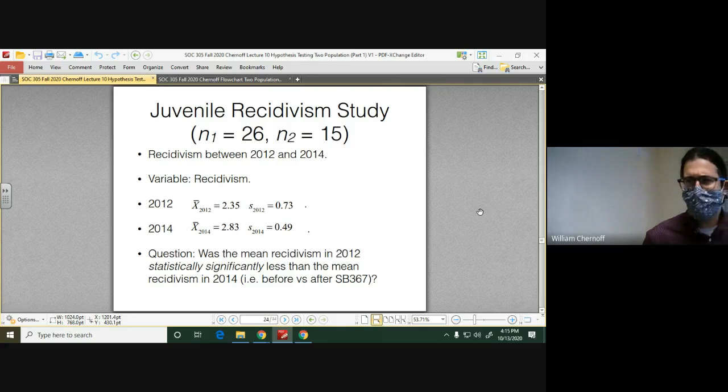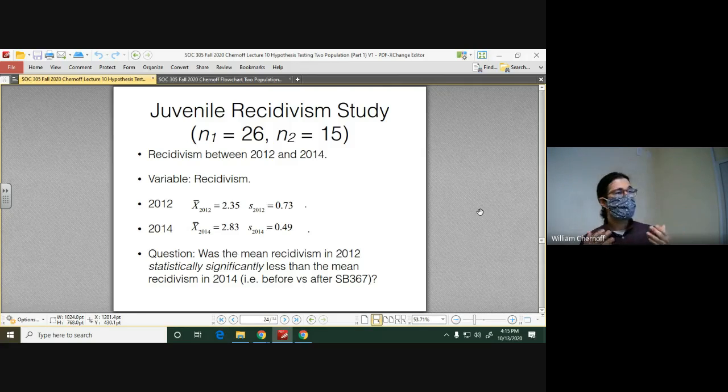Because there was this new law that was passed and all this new money appeared and there was this new effort to change how juvenile justice works, this lets me think that maybe there's going to be some difference in the population standard deviations between 2012 and 2014. So you can think of it like in 2012, people were just kind of doing business as usual. And then this new law passes, everyone gets really excited. We're finally going to have funds to help the kids in the community.